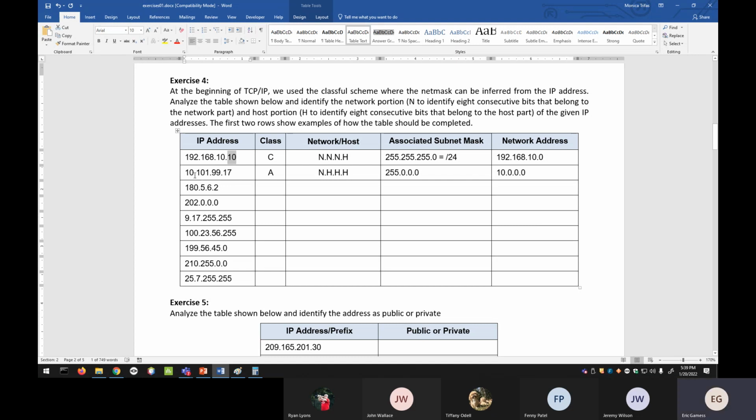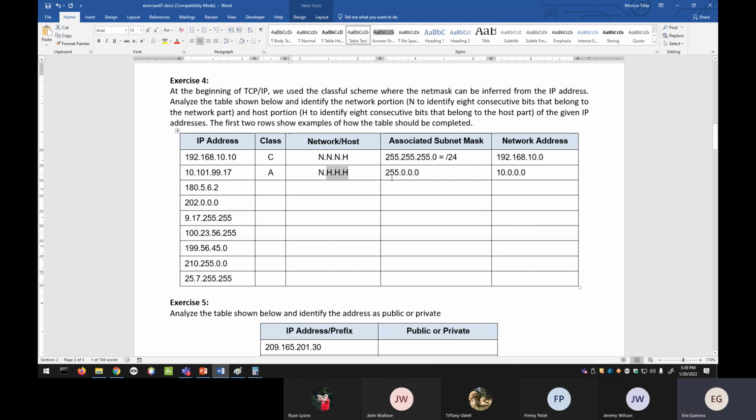Okay, let me explain this one. 10 is between 0 and 127, so it's a class A. If it's a class A, we know that we have 8 bits for the network part and 24 bits for the host part. So look, capital N is 8 lowercase n. So 8 bits for the network part. So here we have 8 for the host part plus 8 plus 8. So how many for the host part? 24. Okay? So the net mask is 255, huh?